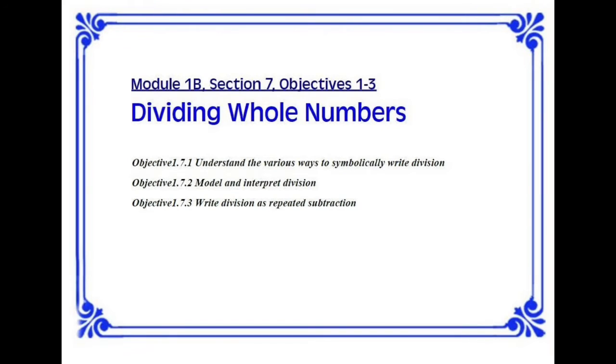Module 1, Section 7, Objectives 1, 2, and 3. So 1 says to understand various ways to symbolically write division. 2 is modeling interpreting division, and 3 is writing division as repeated subtraction.